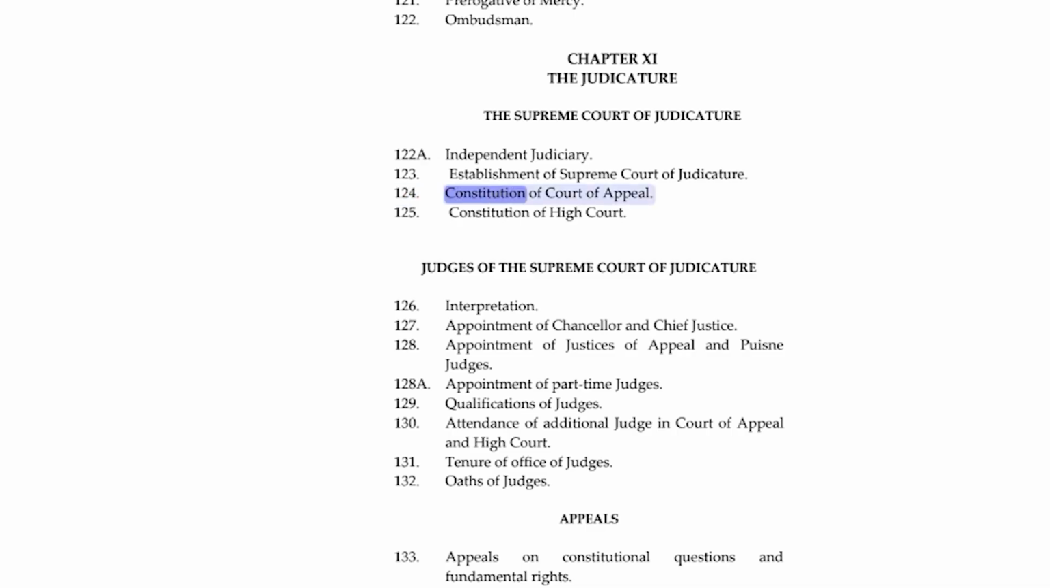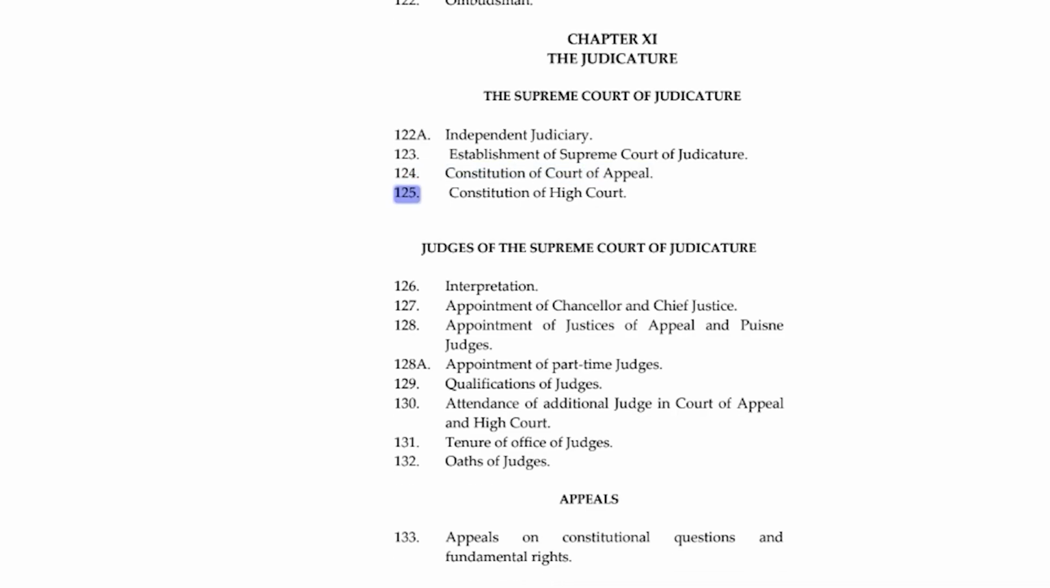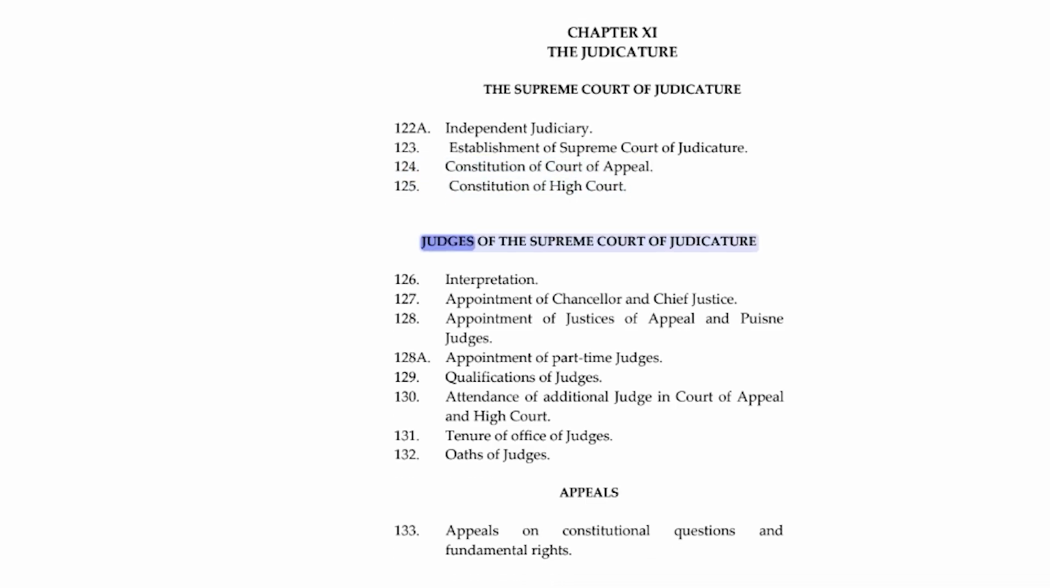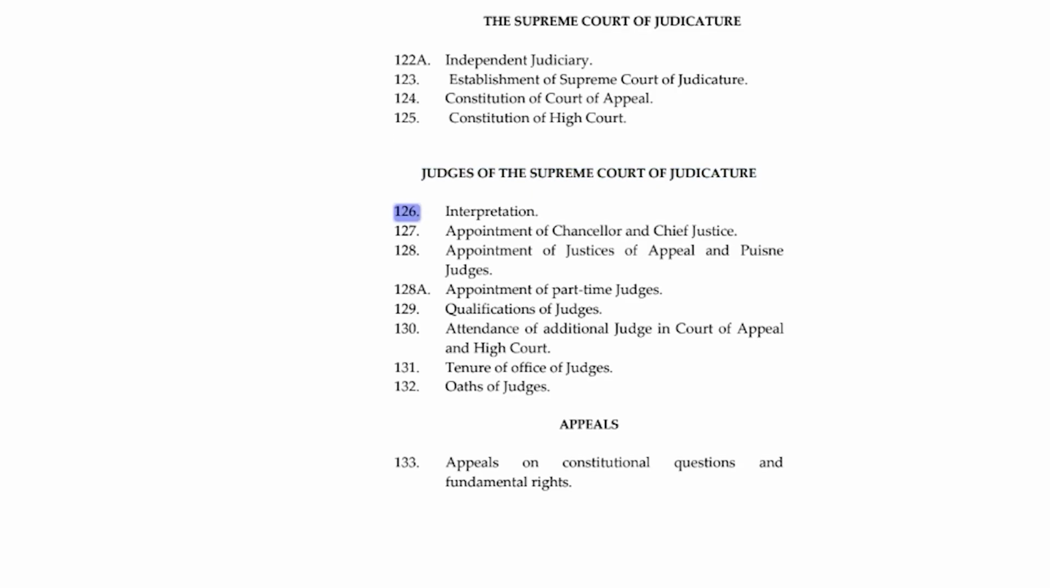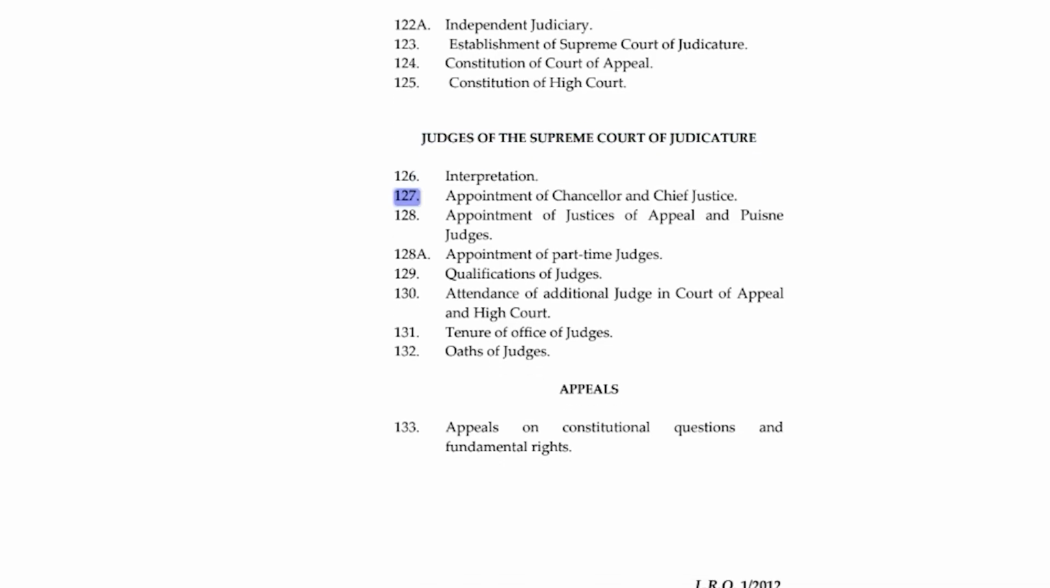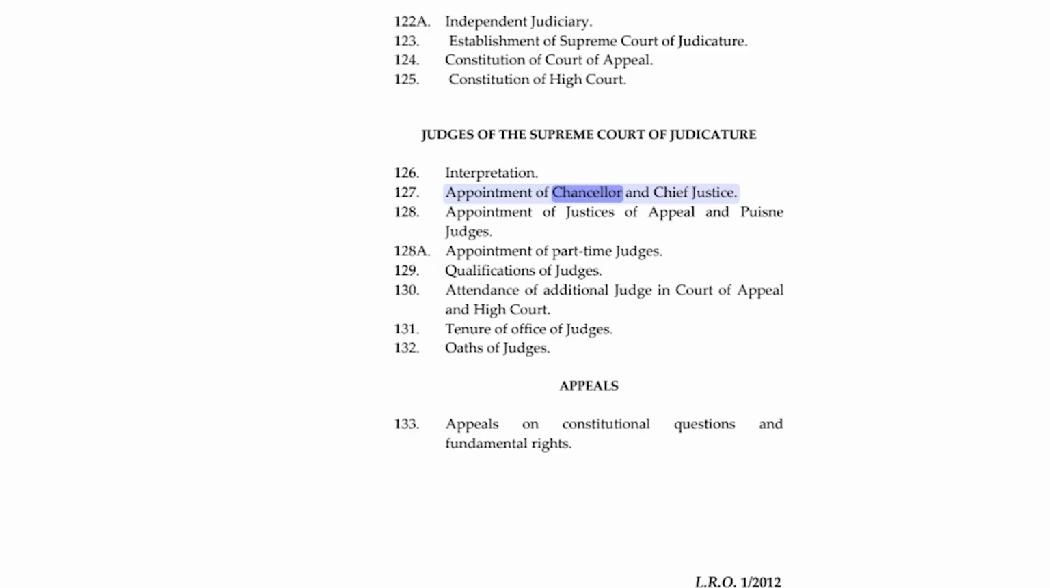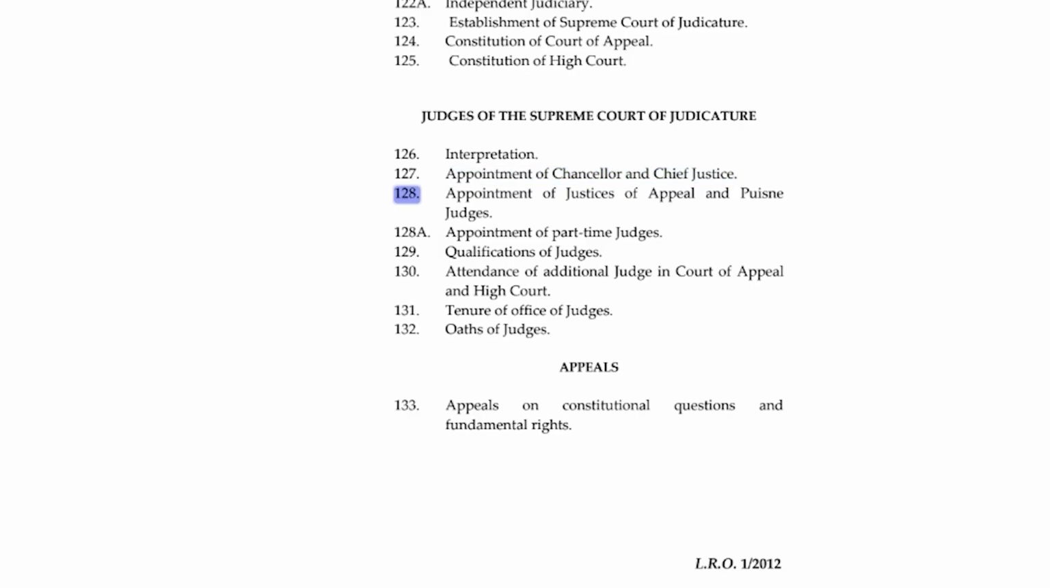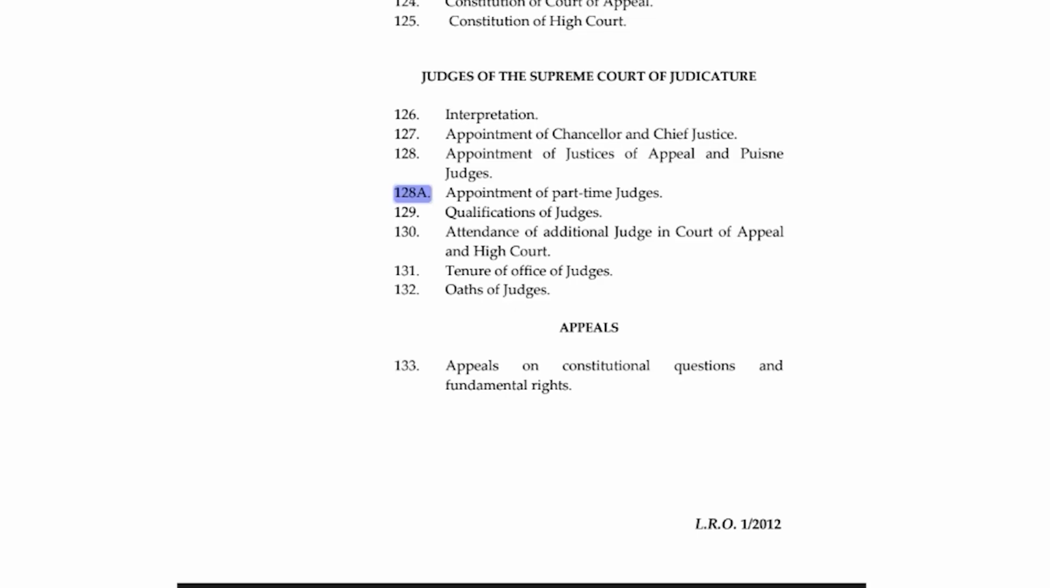124. Constitution of Court of Appeal. 125. Constitution of High Court, Judges of the Supreme Court of Judicature. 126. Interpretation. 127. Appointment of Chancellor and Chief Justice. 128. Appointment of Justices of Appeal and Puisne Judges. 128A. Appointment of part-time judges.